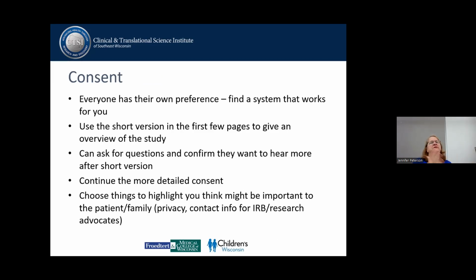So, and this is where everyone has their own preferences. So find a system that works for you. And some of that is going to vary depending on the situations that you're in. I found in critical care in particular, because those situations tended to be a little bit more intense and emotional, that I would actually use that short version that's in the first couple pages with the boxes to give them a more detailed overview of the study. And then I would stop again and say, can I ask, you can ask me any questions right now, and do you want to hear more? That's the short version. Now we can go into greater detail.